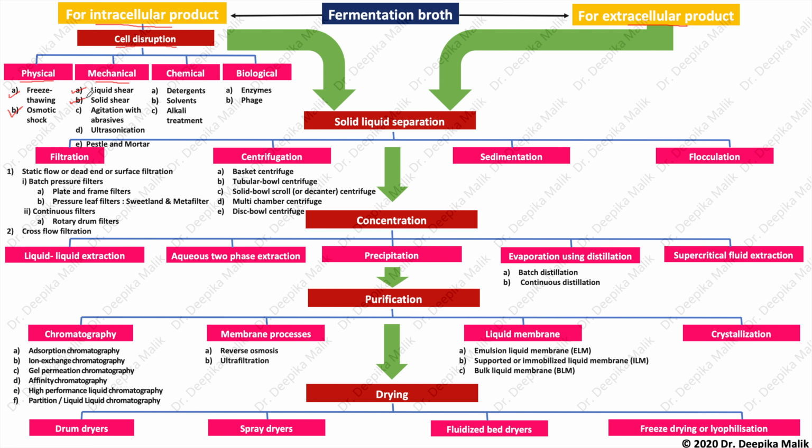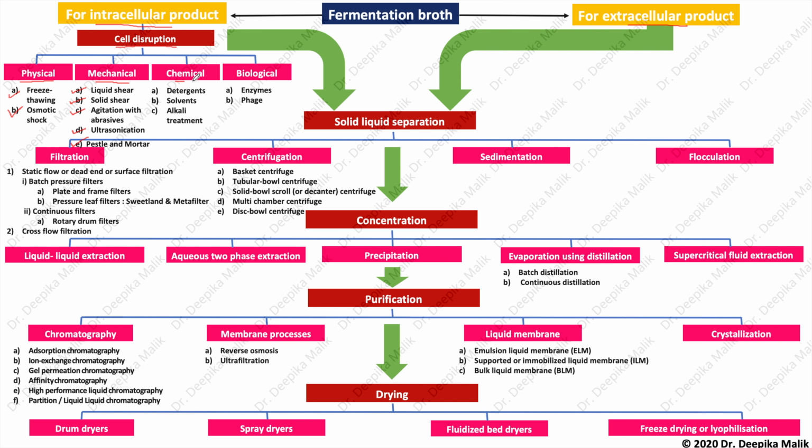In solid shear, the microbes are first frozen at -25 degrees Celsius and then they are passed through a narrow orifice by applying pressure. In agitation with abrasives, beads made up of highly resistant materials like glass, alumina, or ceramics are added into a disintegrator along with the sample. This is a highly efficient method where 85% of cell disruption can be achieved. In ultrasonication, the cells are subjected to ultrasonic vibrations that lead to shock waves that will disrupt the cells present in the sample. Pestle and mortar can also be used for crushing the samples after freezing them in liquid nitrogen.